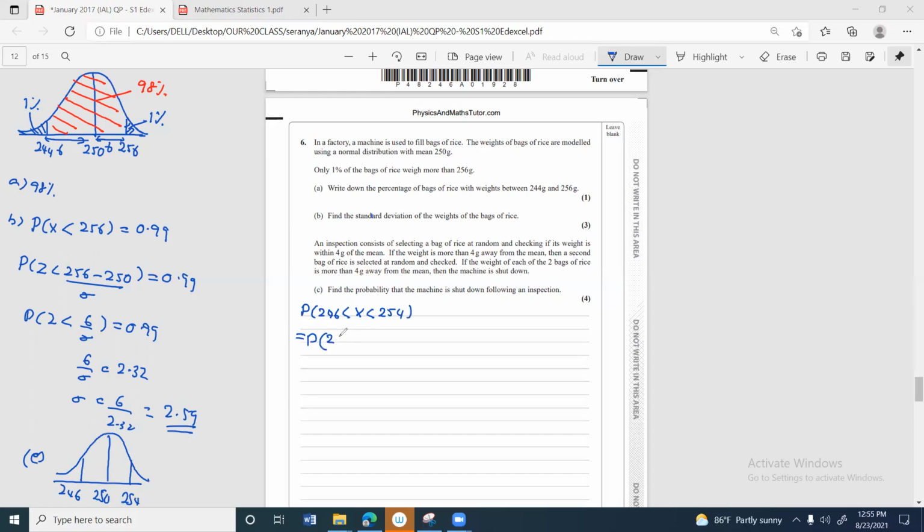It turns out to be 246 minus 250 divided by 2.59, and 254 minus 250 divided by 2.59, so Z is in between. If you go ahead with this, 246 minus 250 divided by 2.59 is minus 1.54, and the other is 1.54. Then you can write this as the probability of Z less than 1.54 minus the probability of Z less than minus 1.54. This value you can read from the table for 1.54.